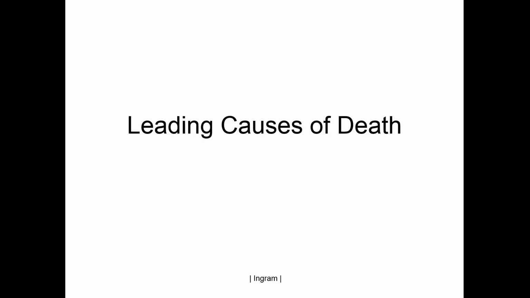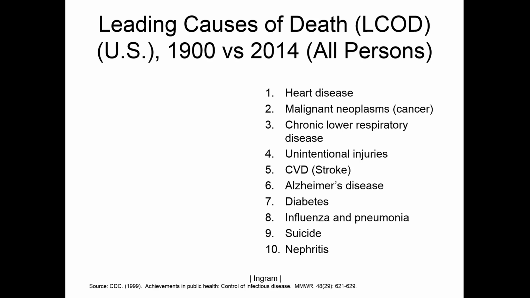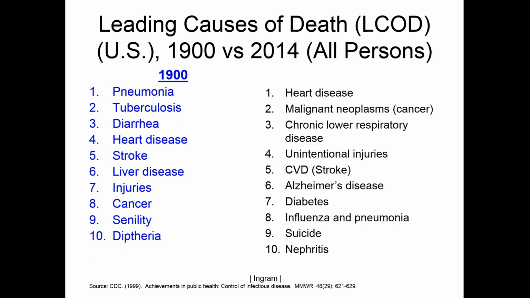Now, let's explore another epidemiologic indicator known as the leading causes of death. This slide shows the comparison between the top 10 leading causes of death in 1900 compared to those in 2014. How would you characterize the difference between those 2 time periods? Generally speaking, we see a shift from infectious diseases to more chronic diseases as the leading causes of death. Also of note, though, is that some of the leading killers in 1900 remain on our top 10 list today.